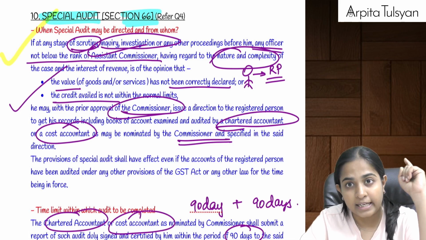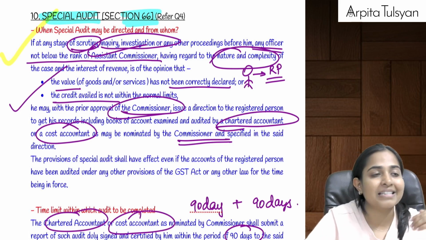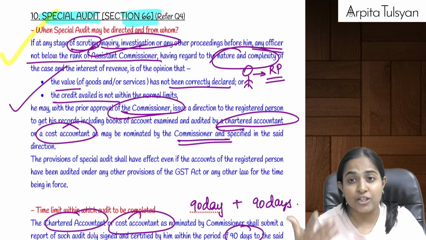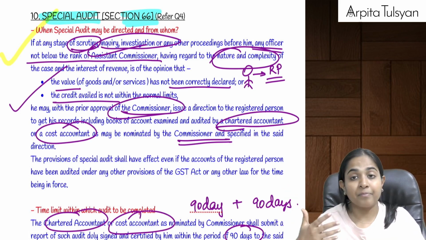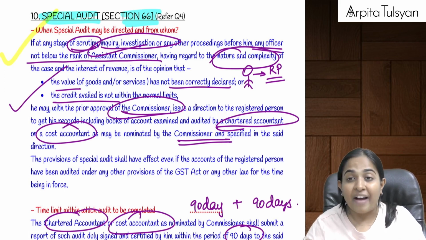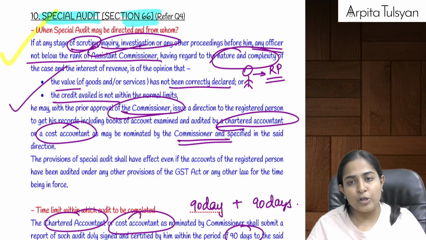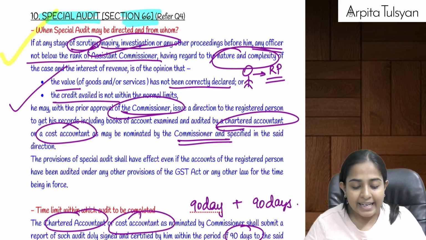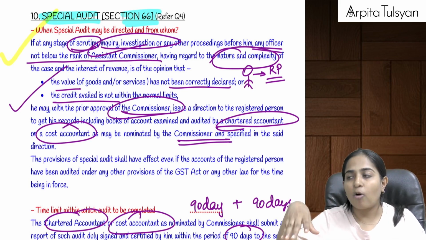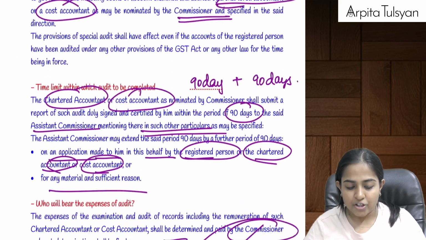Now, if during scrutiny, inspection, inquiry, investigation, etc., any officer who is not below the rank of assistant commissioner is of the opinion, considering the nature or complexity of the case, that it is in the interest of the revenue that we should get a special audit done, and that value is not declared correctly, or the ITC that has been availed is not within the limits, and it is impacting the interest of the revenue, then the proper officer will take the permission from the commissioner, and then can direct a chartered accountant or a cost accountant nominated by the commissioner to conduct the special audit and submit the report to the commissioner. Are you clear with this?